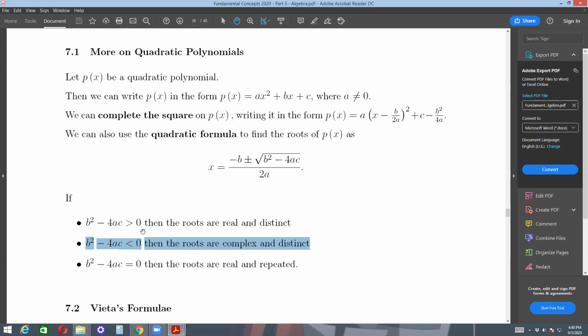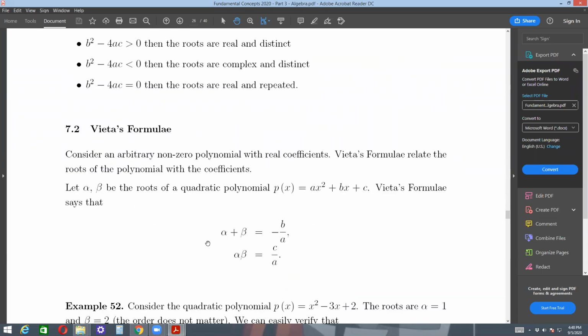And if it's positive, then you're going to have 2 real distinct roots. Right? So that's how we check to see what the roots are.